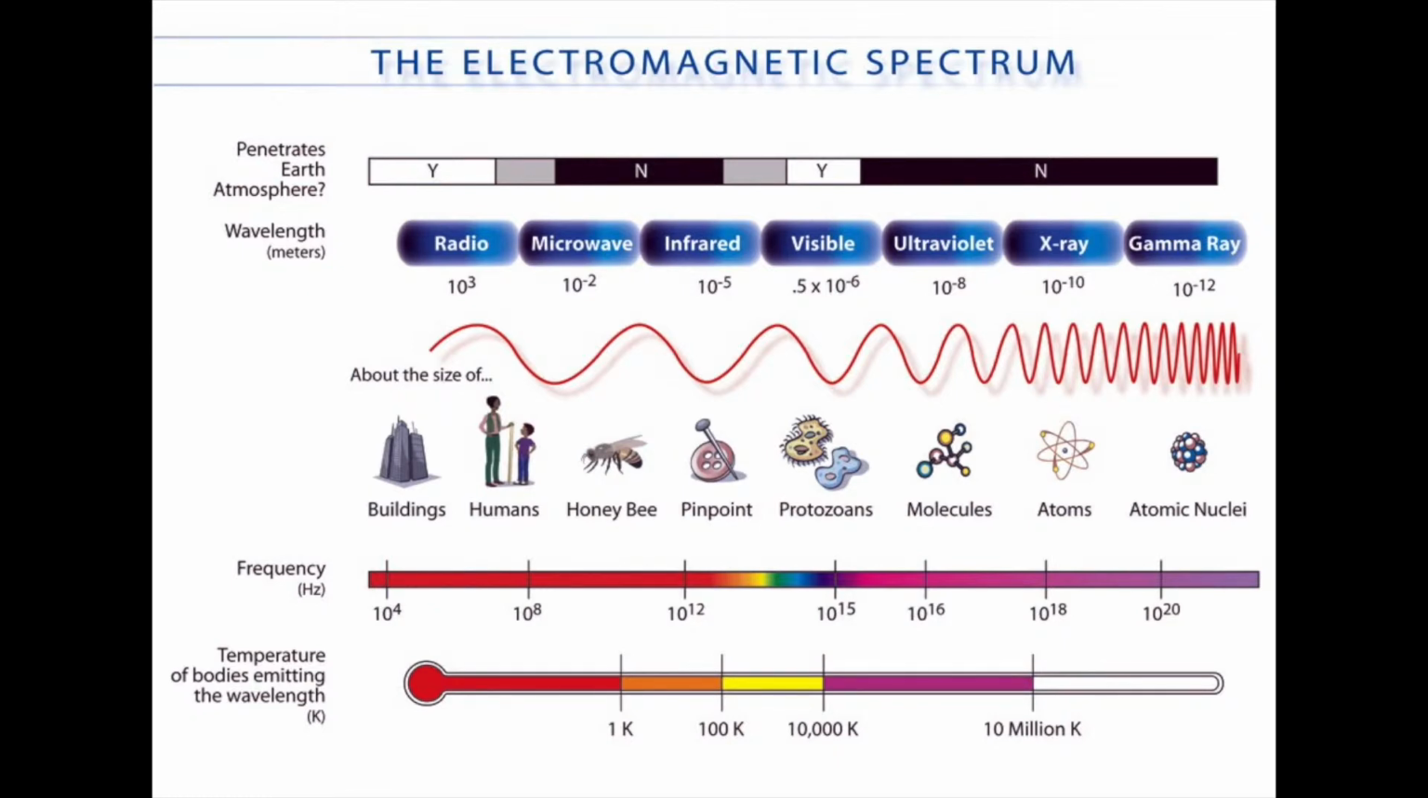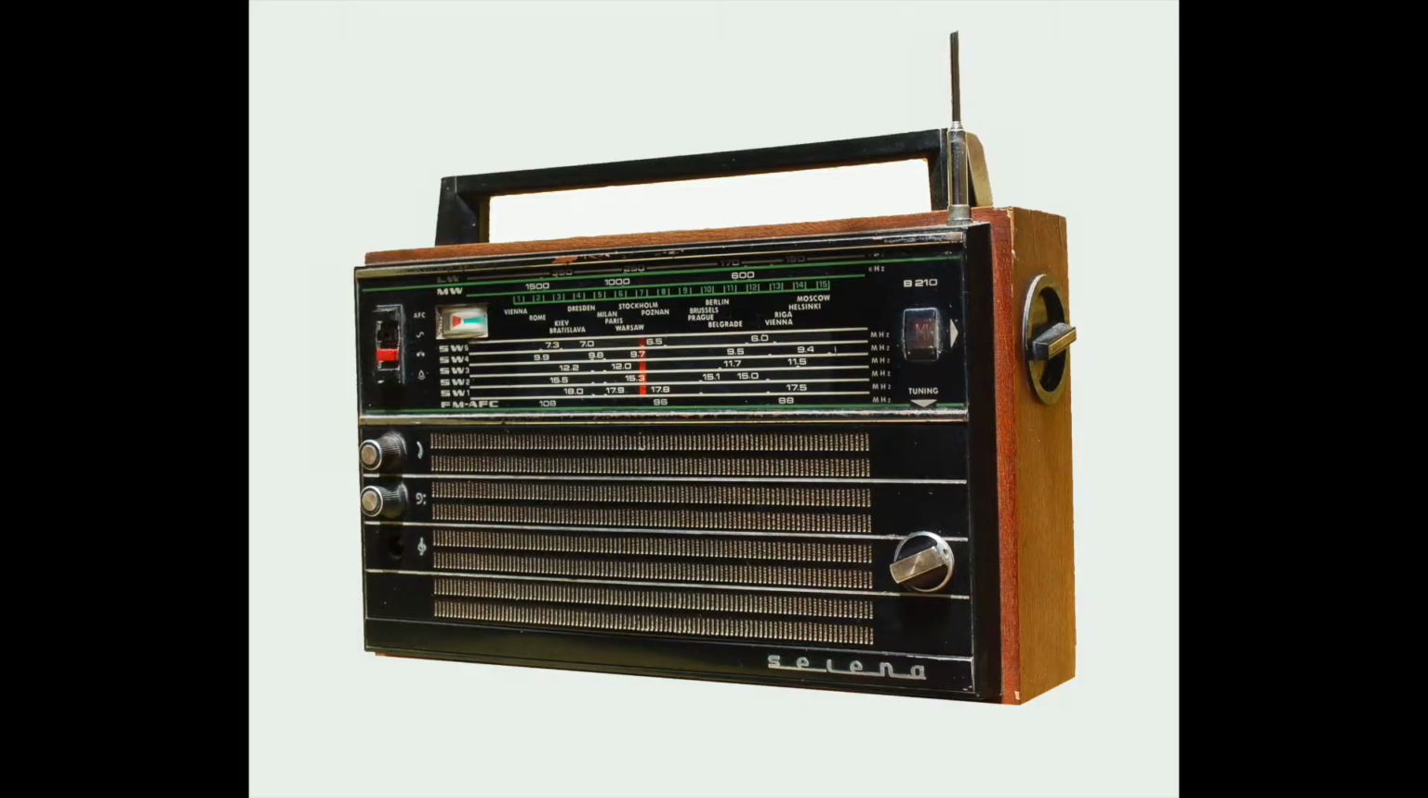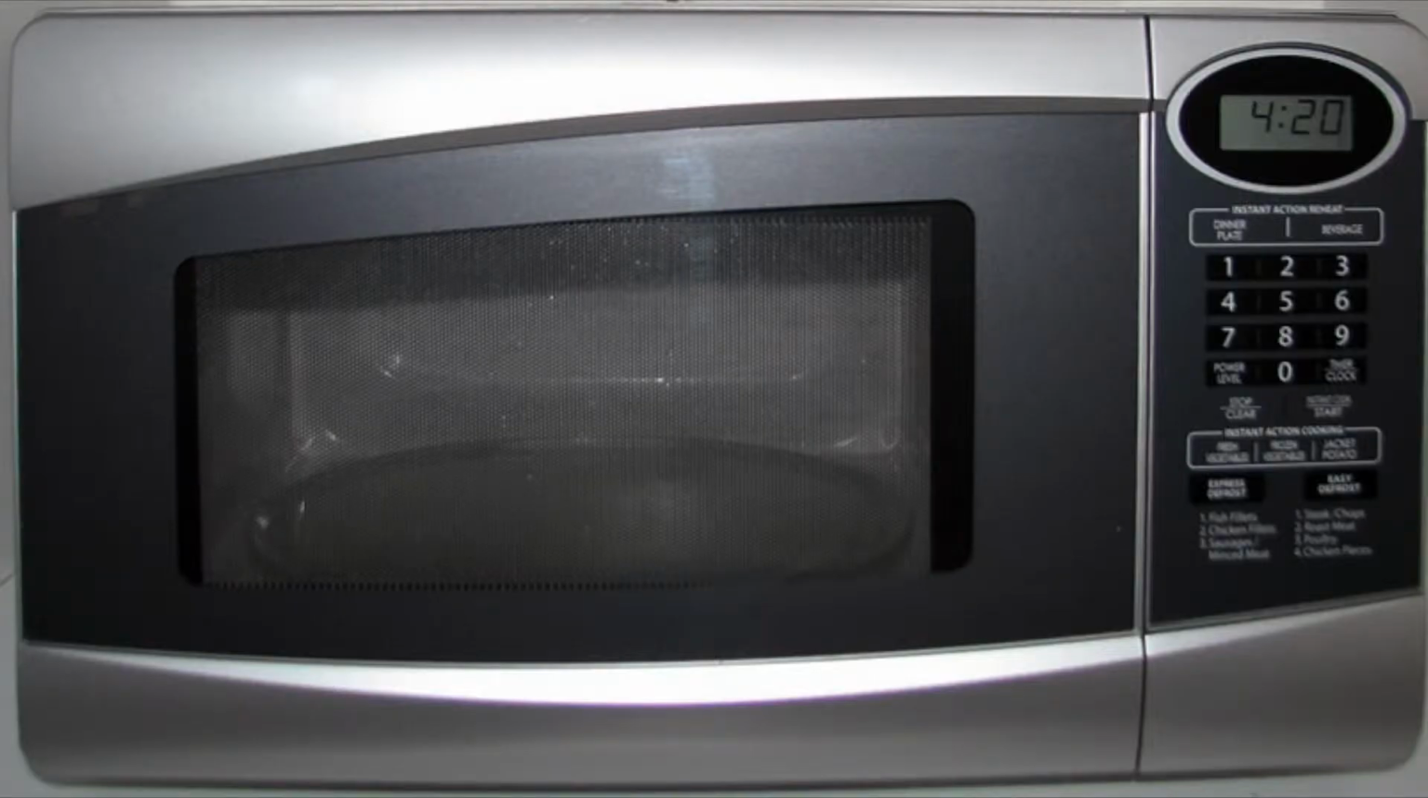So with a wavelength of 1 kilometer, you have a radio wave, which of course is used for things like, well, a radio, obviously. Then you get a bit smaller, in the middle of about 1 kilometer and 1 millimeter, and then you get microwaves. And this is used for microwaves, of course.